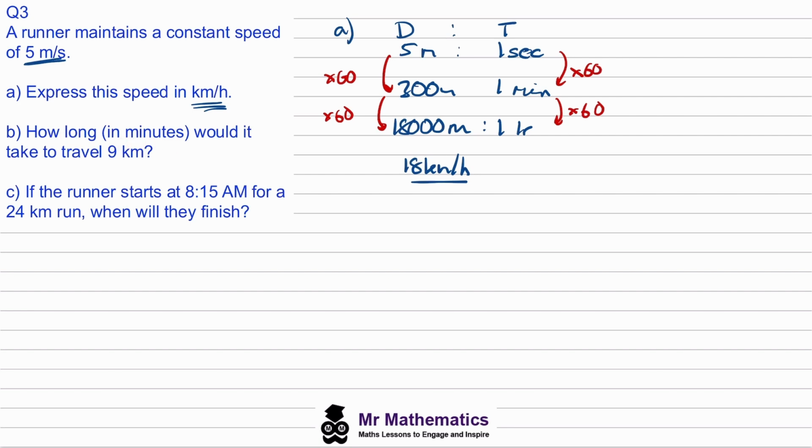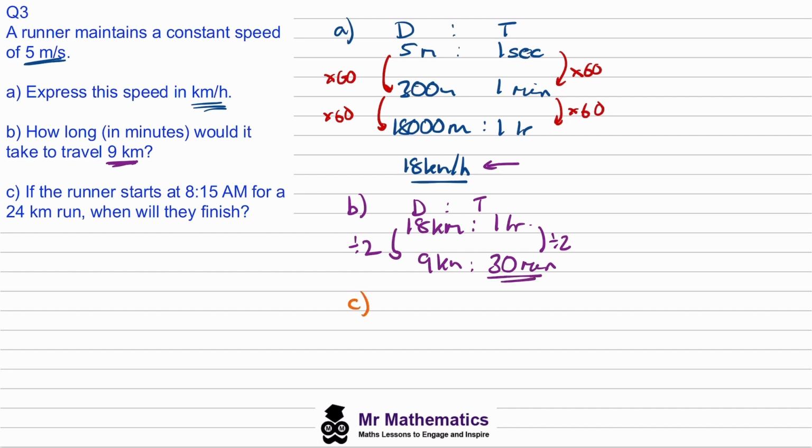For part B, how long in minutes would it take to travel 9 kilometers? So we'll use the same ratio of distance to time. And because we want to work out 9 kilometers, we'll use the 18 kilometers per hour. So the distance is 18 kilometers and the time is 1 hour. For 9 kilometers, you can see we need to divide both sides by 2. So this will give us half an hour or 30 minutes.